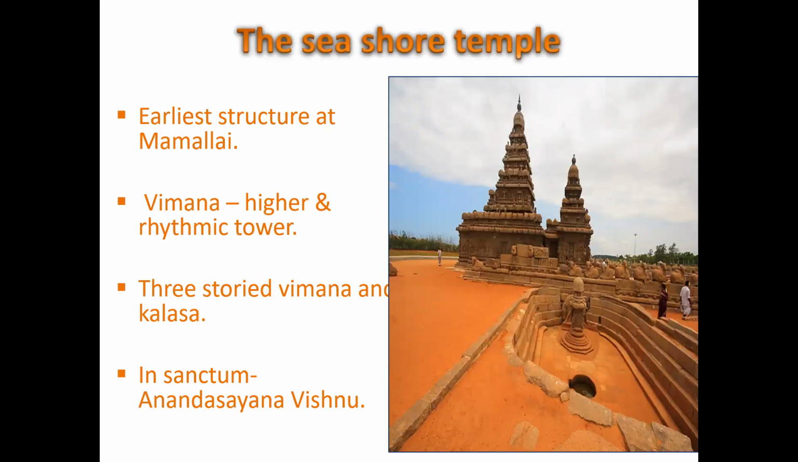This is the earliest of the structural temples found at Mamalai. The Vimana evolves a higher and more rhythmic tower. The 3-storied Vimana had a Kalasa. The backside of the temple's sanctum contains Anantasayana Vishnu.